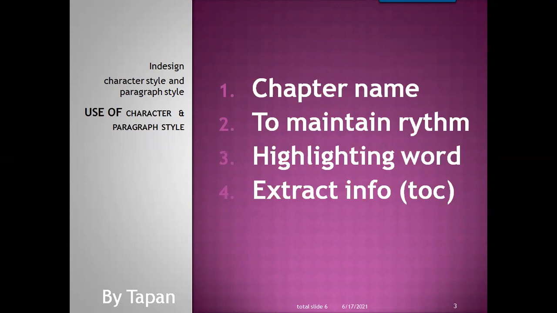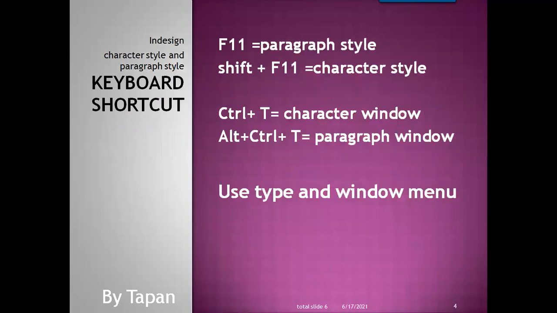And sometimes we need to extract certain information from a whole 500-page book. That is also done by character style and paragraph style. So for extracting information from the book, we can use this, and to maintain a rhythm inside the whole book. A similar structure will be formed. You can see in books, especially textbooks, that all the pages use similar types of fonts, not random ones. Then we'll be seeing some keyboard shortcuts that we'll use to control the text.